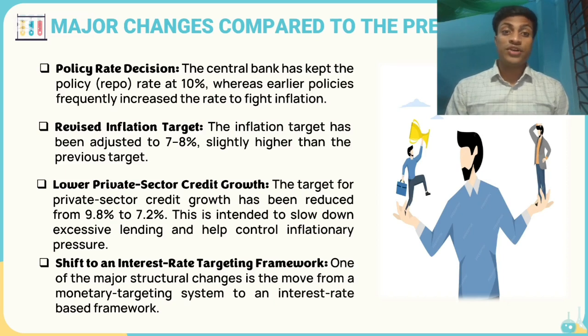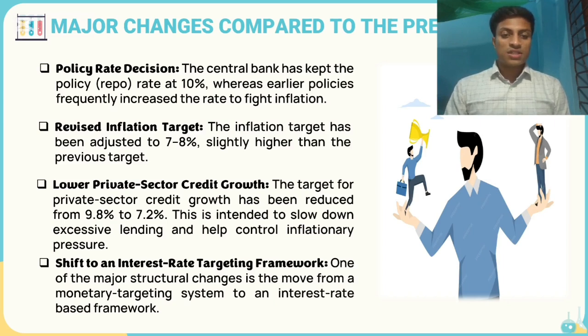First, policy rate decision. The central bank has kept the policy rate at 10%, whereas earlier policies frequently increased the rate to fight inflation. Second, revised inflation target. The inflation target has been adjusted to 7 to 8%, slightly higher than the previous target. Third, lower private sector credit growth. The target for private sector credit growth has been reduced from 9.8% to 7.2%.